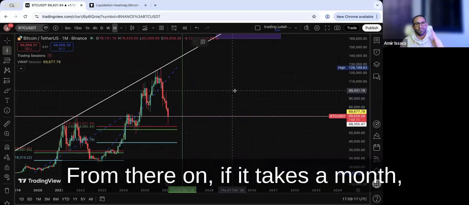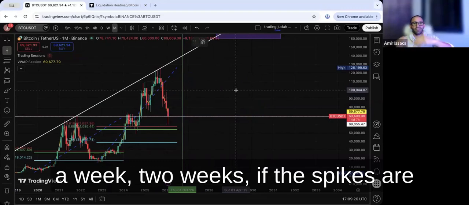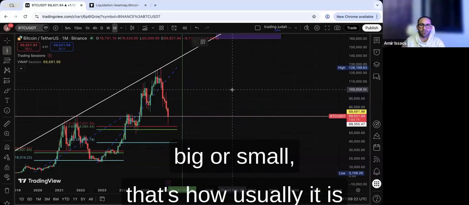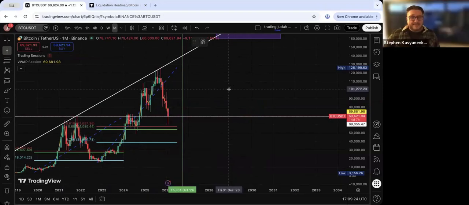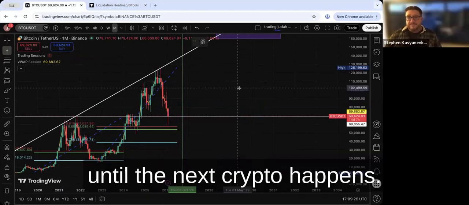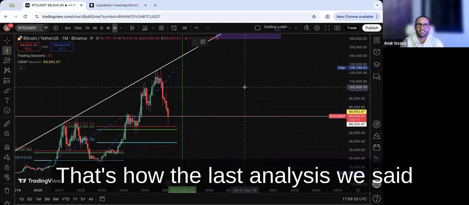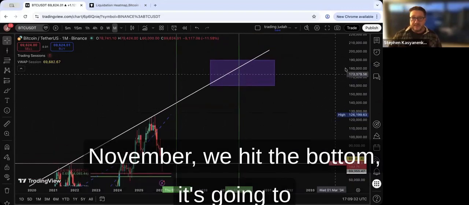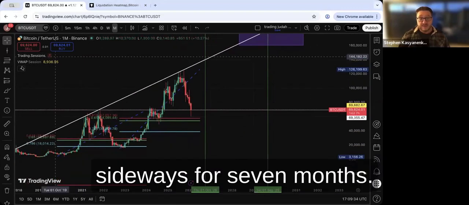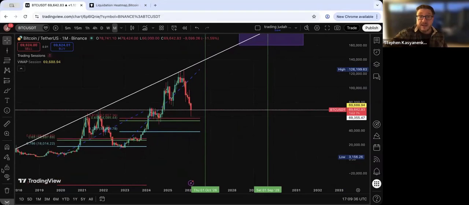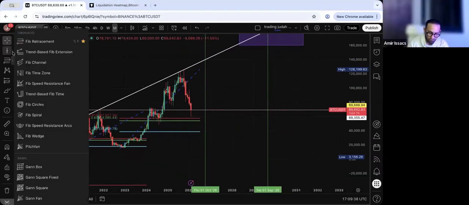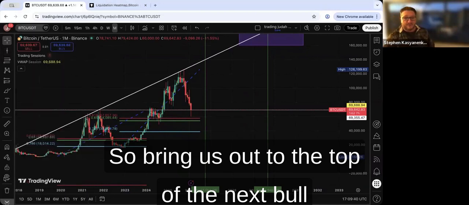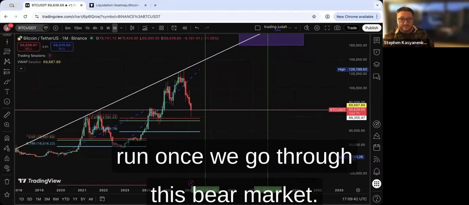That's it. From there on, if it takes a month, a week, 2 weeks, if the spikes are big or small, that's how it usually is. Remember, from the bottom out until the next crypto halving, that's how it usually is. The last analysis we said was end of October, beginning of November, we hit the bottom. It's going to chop sideways for 7 months, and then it's going to take off. So bring us out to the top of the next bull run once we go through this bear market.